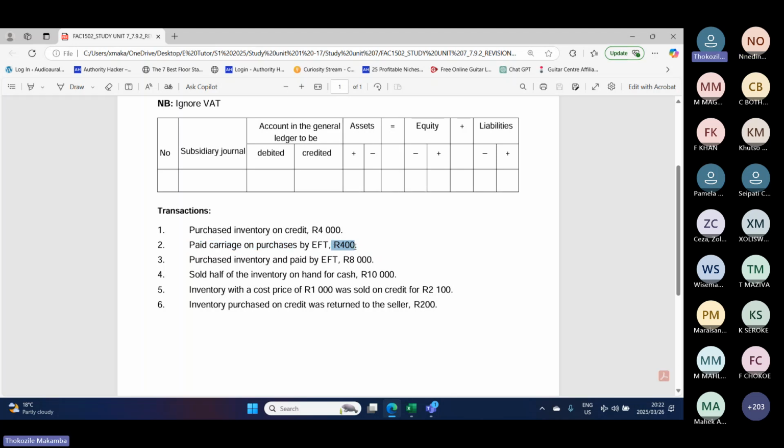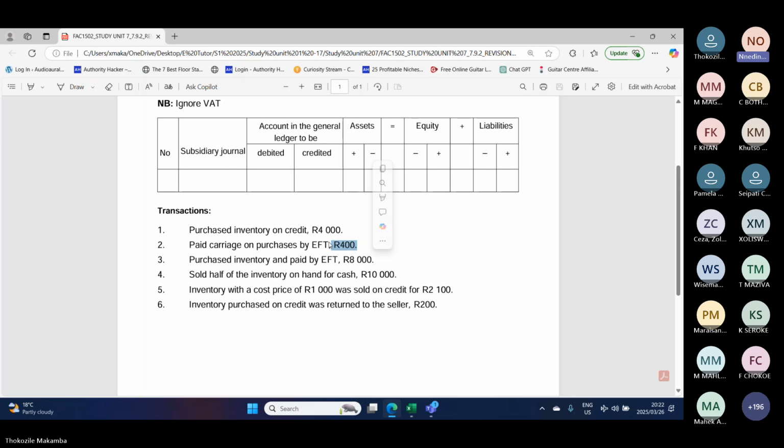So remember, this is part of the cost of the inventory. Just like the 4,000 is a cost of inventory and the 8,000 is a cost of inventory, right? So the value of your inventory, whatever you purchased, the value of it includes the 400. The 400 is part of the cost of that inventory, so that you're going to use to calculate your profit when you make a sale.